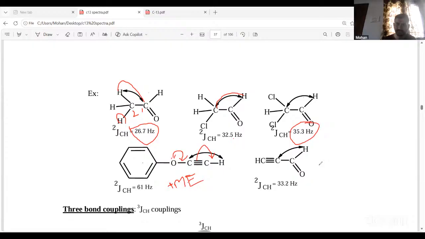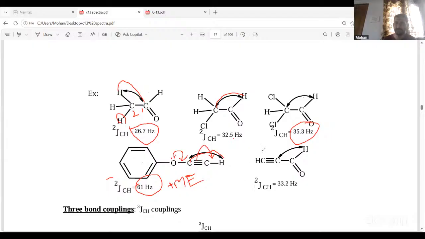Now you see here this particular benzene, which is attached with this oxygen, the ether, aryl acetylene ether. Then you see the value of 61 Hertz, right? So here also you can see the two bond separation, the coupling between this internal carbon and the terminal hydrogen. Then the value is observed as 61 Hertz here.